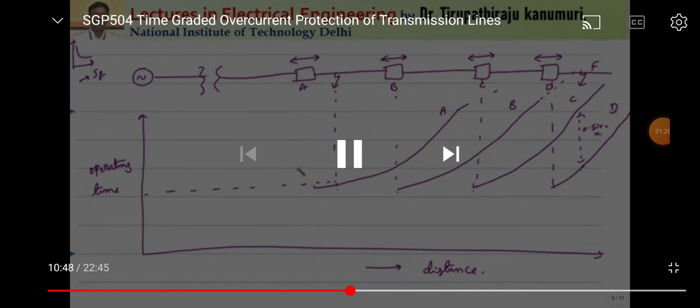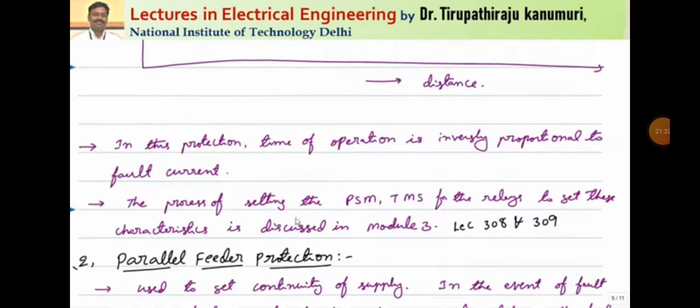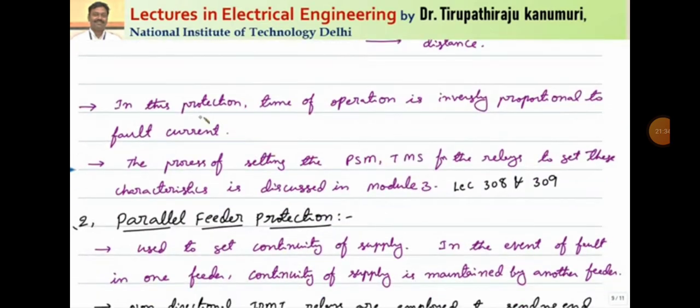But here it will take only 0.5 seconds. So this is the advantage of going for inverse time relay characteristics. I hope this is clear to you. So the same thing I have repeated here. In this protection, the time of operation is inversely proportional to the fault current.